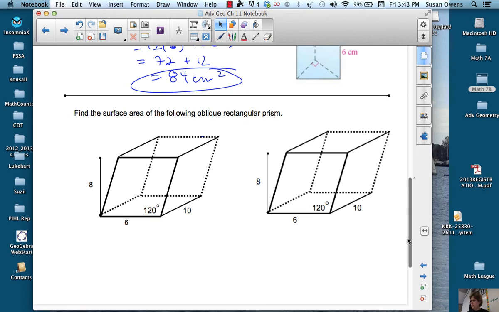This one I want to do in class. We're going to talk about oblique prisms. We are actually going to find the surface area of these. They're harder to do than the right prisms, and there's a couple different ways you can do it. I have an example of a prism that you can look at in class, and so we'll do this one in class.